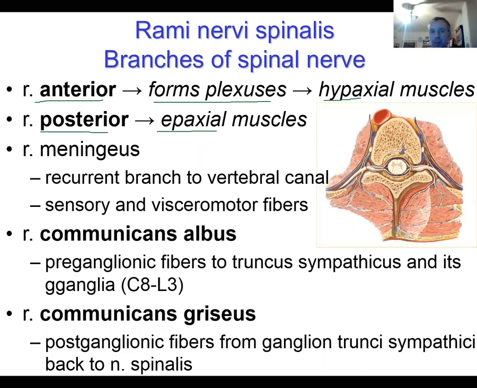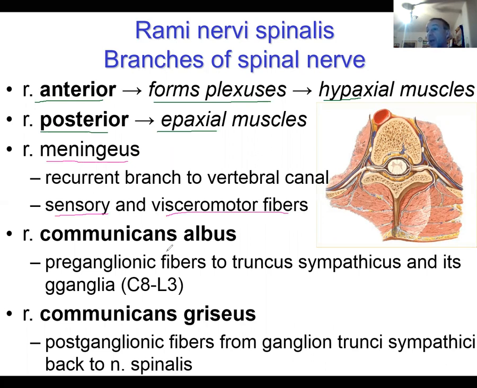Then we have other branches. One for meninges, a very thin branch for meninges, as meninges cover the brain from connective tissue. So the connective tissue contains some receptors, so we have sensory fibers. And it also contains vessels with smooth muscle, so visceral motor fibers. That's why we have a meningeal branch in each segment.